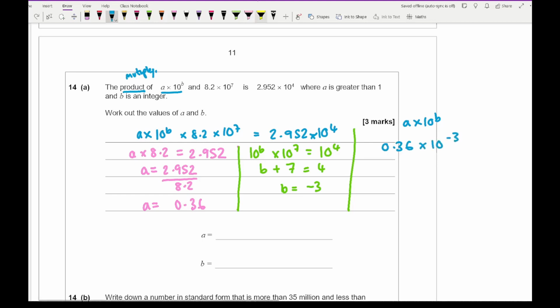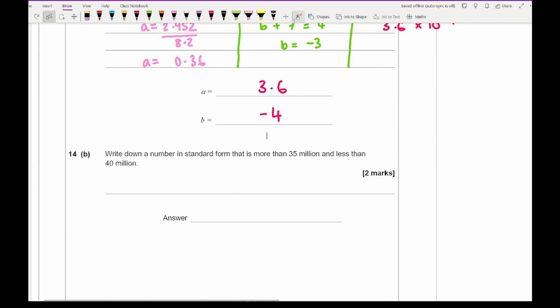Now this is not in standard form because this number needs to be between 1 and 10. So if I make this number bigger, it means that I've got to make the power smaller. So then the correct answer is a equals 3.6 and b equals minus 4.